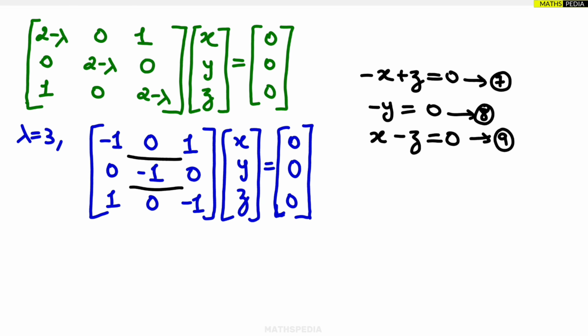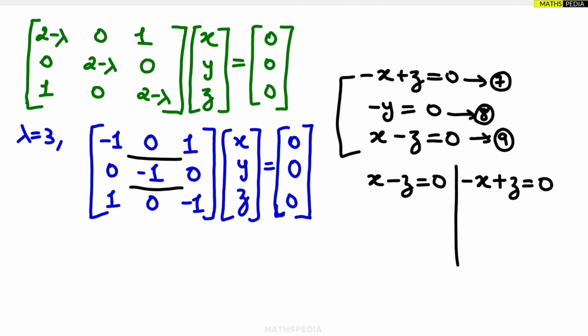Now the y value anyway we are getting as 0. What about the x and z value? That is important. The seventh and ninth equations are both the same, so you can take any one, seventh or ninth. Let me take the ninth one: x minus z is equal to 0. If you are getting confused, I'll take the seventh one also: minus x plus z is equal to 0. Now you take x is equal to z.